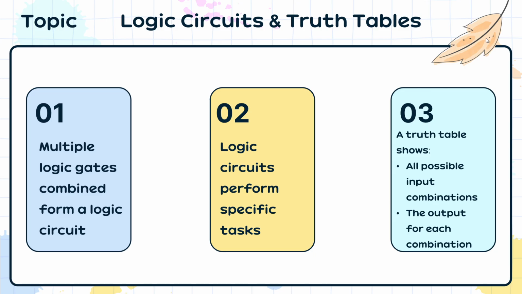To understand how a logic gate works, we use something called the truth table. The truth table shows all possible input combinations and the output for each combination. This makes it easier to predict the behavior of a gate or a circuit.